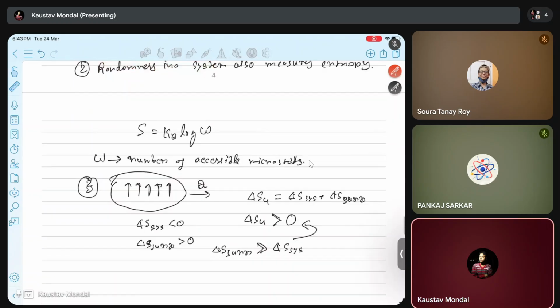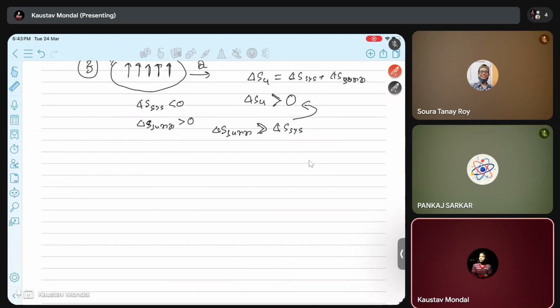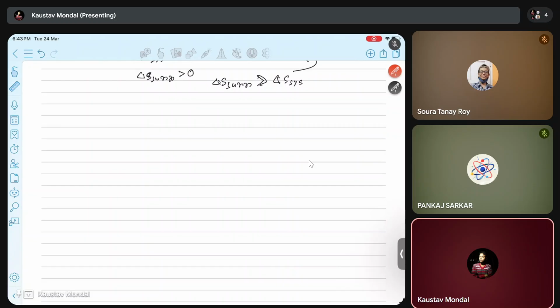Now next, we'll discuss the TS diagram. Previously, to discuss the property of a process, we described it in terms of the PV diagram, right? Now instead of using P and V as thermodynamic coordinates, we can also use temperature and entropy.